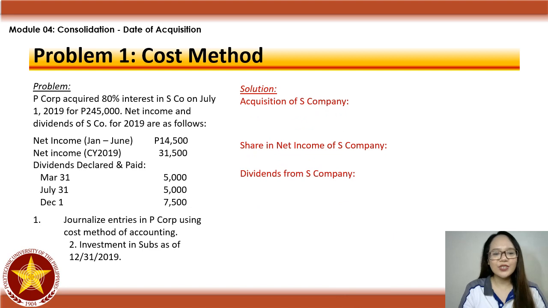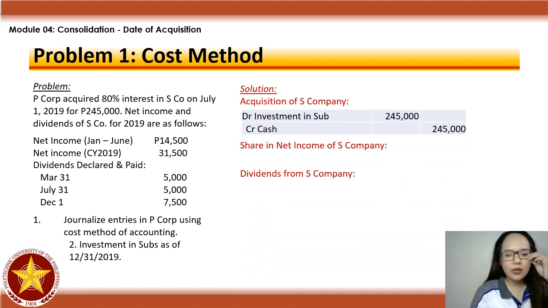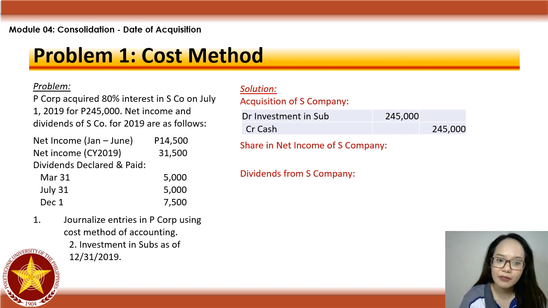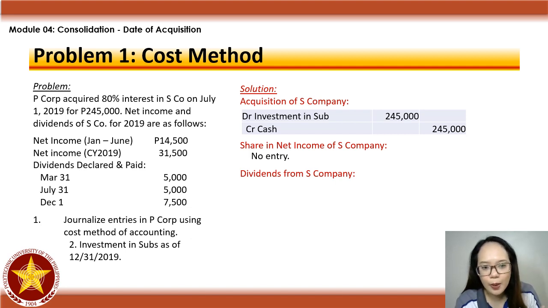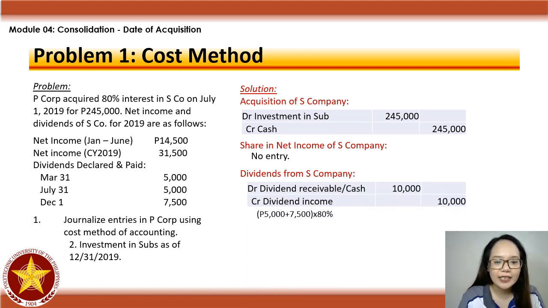Let's compute. First, journalize the entry. On the acquisition of S company, entry will be debit investment in subsidiary, credit cash for the acquisition cost of 245,000. That's it. For the share in net income, cost method ka, diba? So, dapat no entry. For the dividends from S company, so makaka-receive ka ng dividend receivable. And then you have your dividend income. Kung magkano yung na-receive mo.